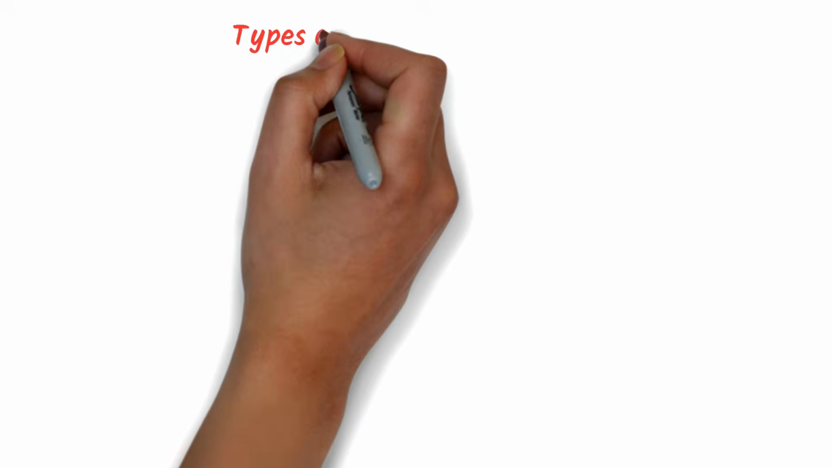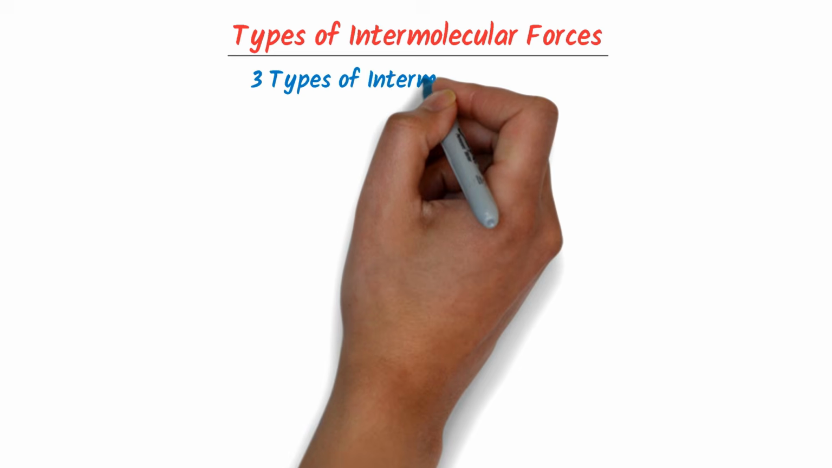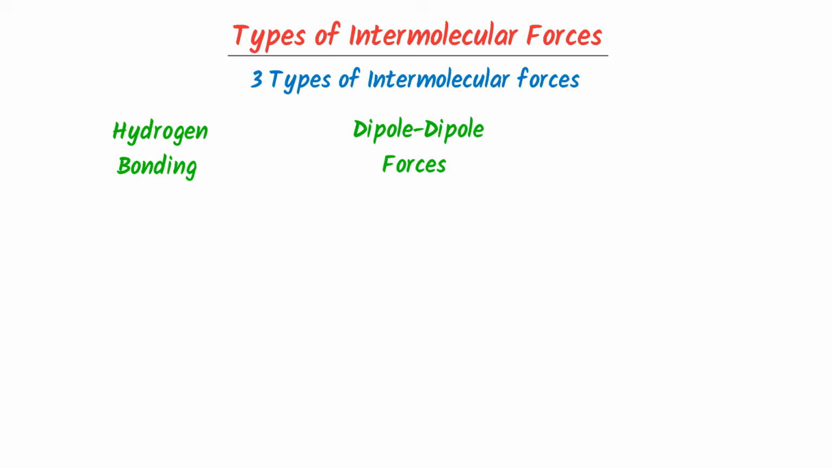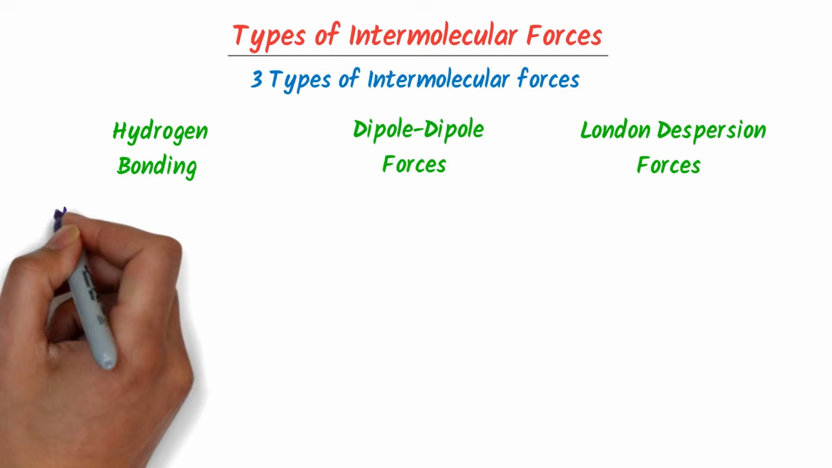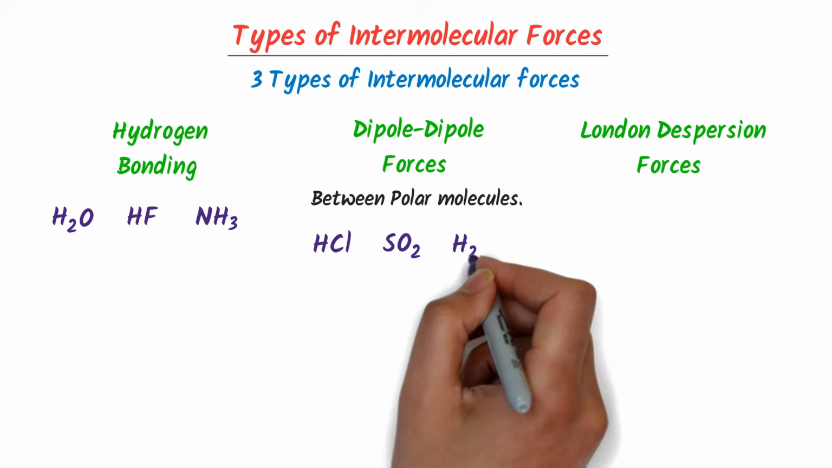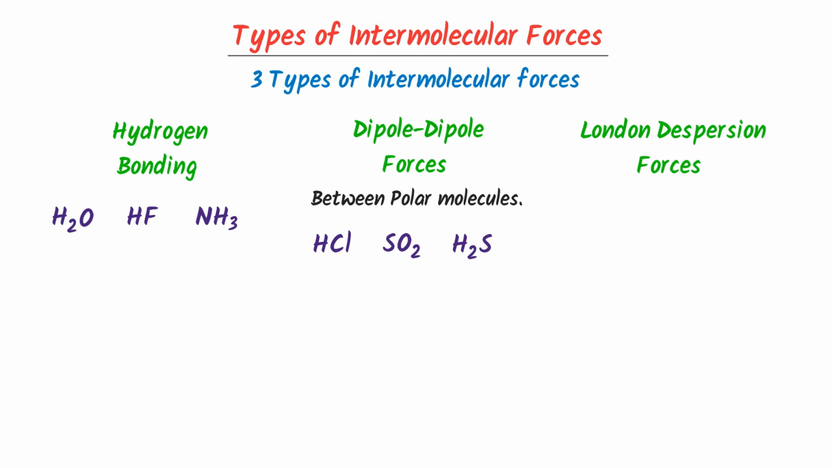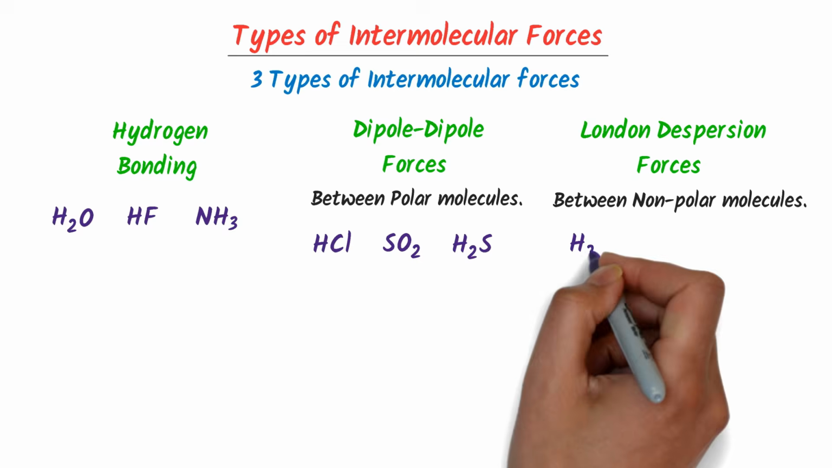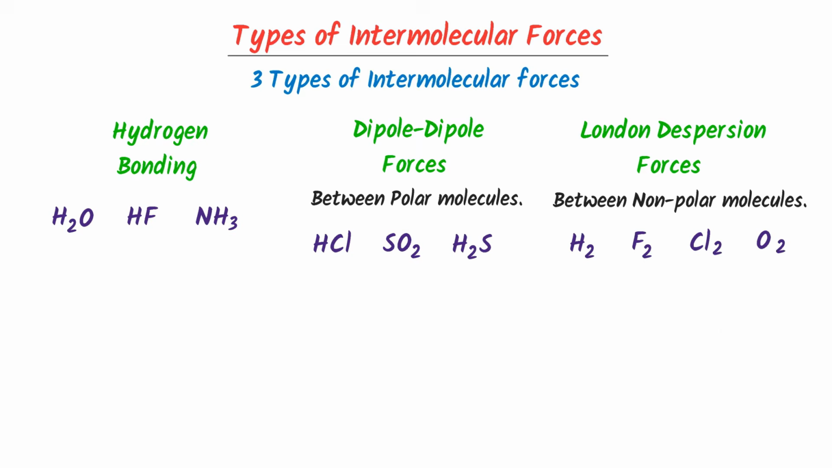Now let me teach you the different types of intermolecular forces. At college level, we only study 3 types of intermolecular forces: hydrogen bonding, dipole-dipole forces, and London dispersion forces. Hydrogen bonding exists between molecules like water, hydrogen fluoride, and ammonia. Dipole-dipole forces exist between 2 polar molecules like HCl, sulfur dioxide, etc. While London dispersion forces exist between 2 non-polar molecules like hydrogen gas, fluorine gas, chlorine gas, oxygen gas.